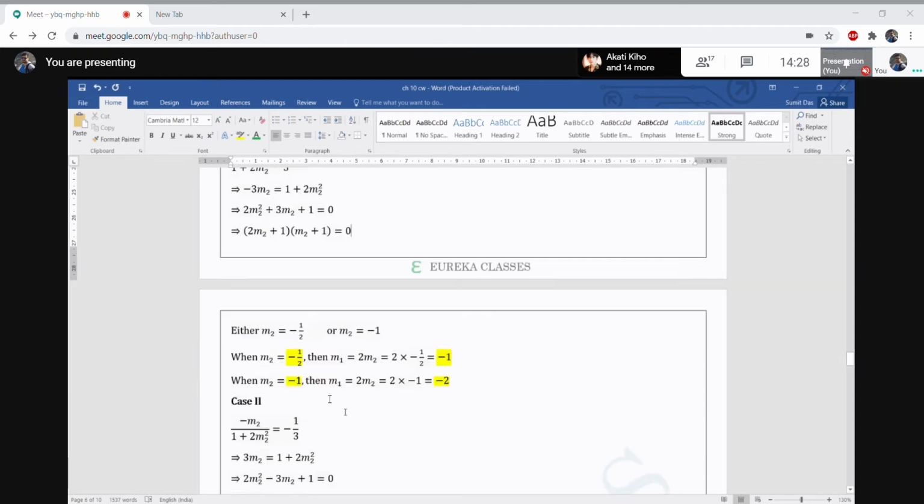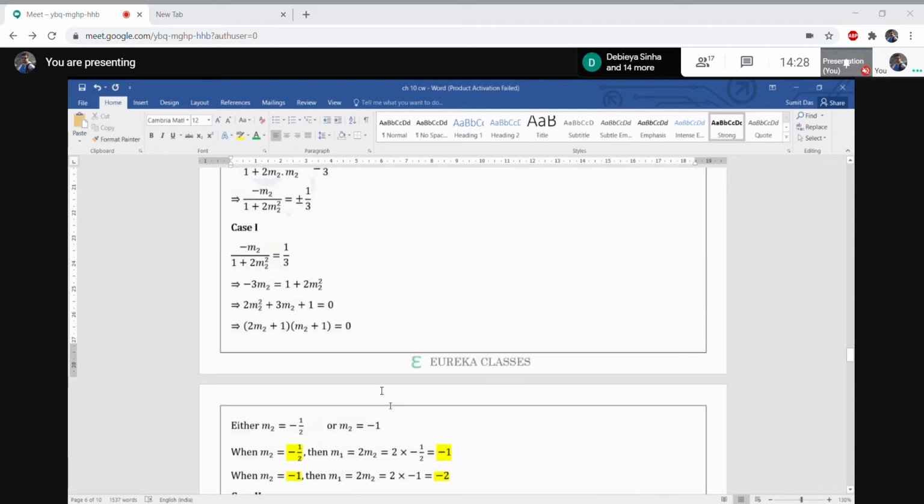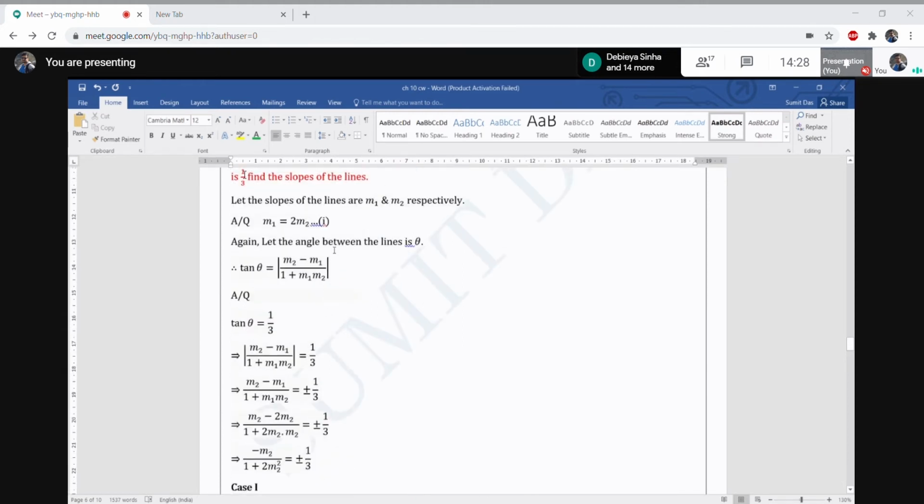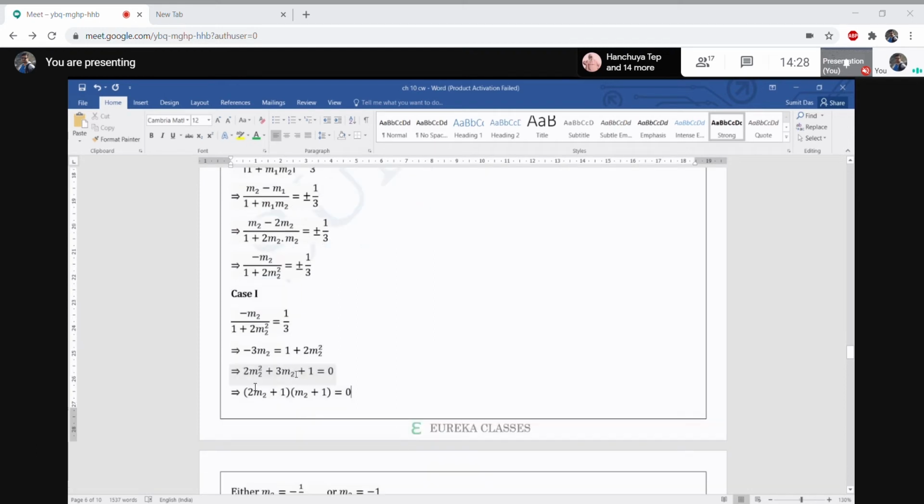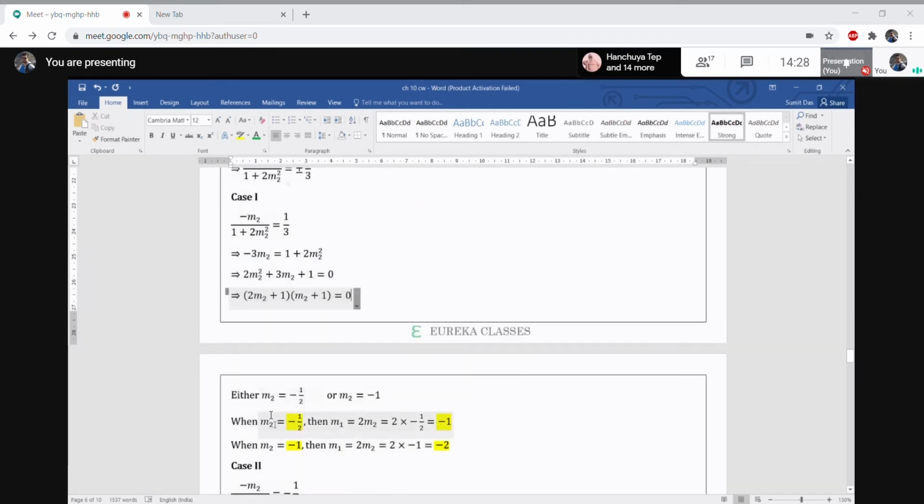Now we'll use the relation m1 equal to 2m2 to get the value of m1. We got m2 already. So when m2 equal to minus 1 by 2, m1 equal to 2m2. Just replacing the value, we got minus 1. And when m2 equal to minus 1, m1 equal to minus 2. This is just class 10 standard solution.